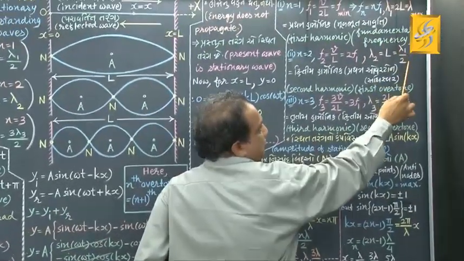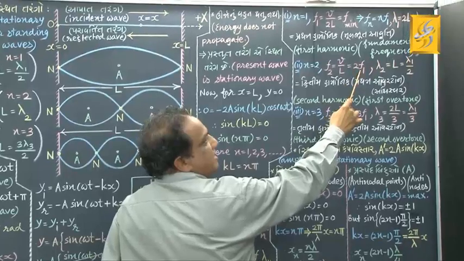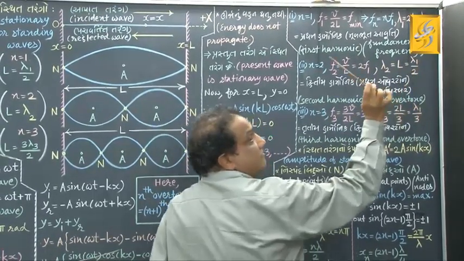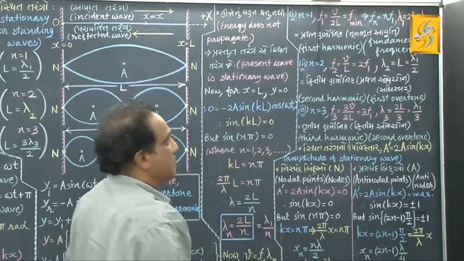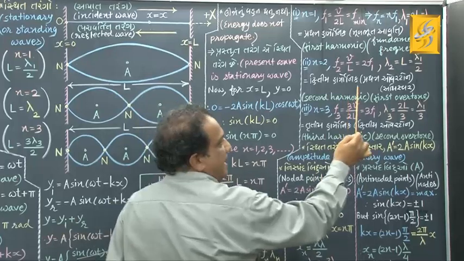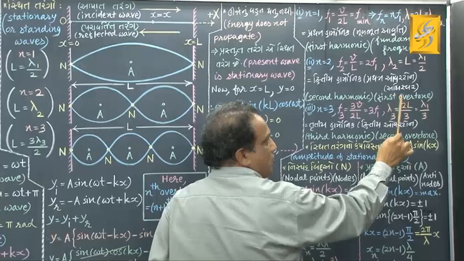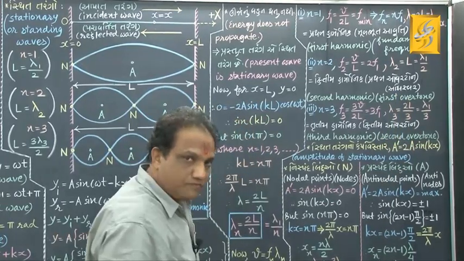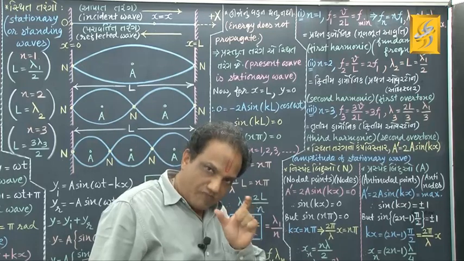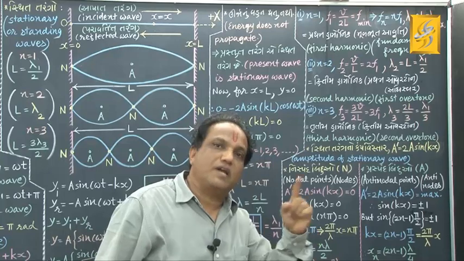Lambda 1 upon 2. Correct? When this frequency is twice the fundamental frequency, this wavelength is half the wavelength of the first harmonic. This F2 is called the second harmonic, and that second harmonic is also known as the first overtone. Whatever you say about the second harmonic, the same word you can use for the first overtone. First overtone means second harmonic.